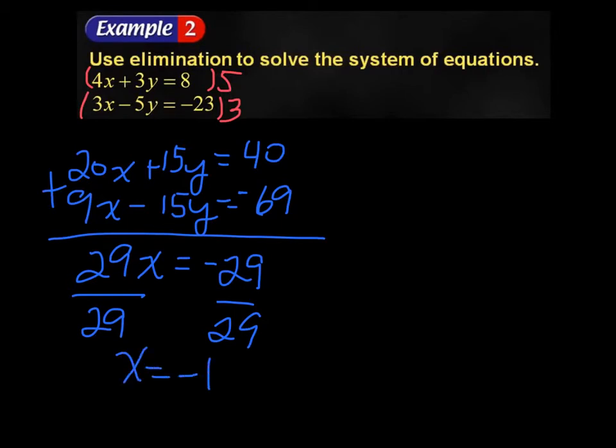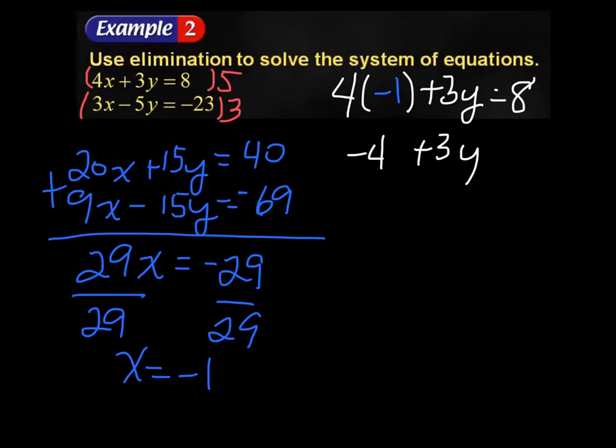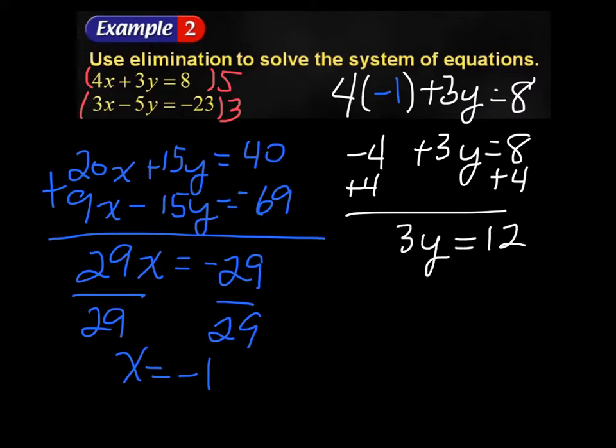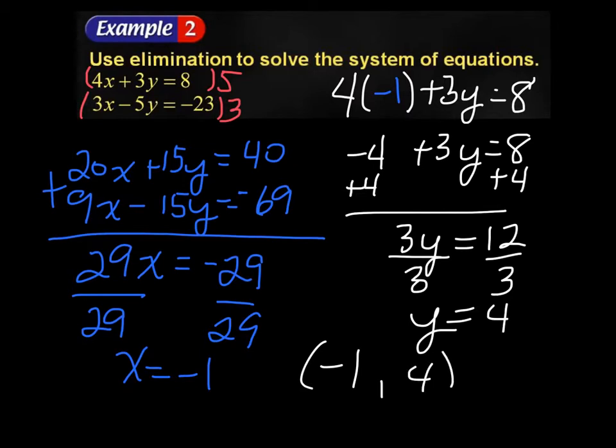And so when I go back to, we may as well just use the first equation. I'm going to replace x with what I found x equals, which is -1. So now I have negative 4 plus 3y equals 8. Add 4 to both sides. And I get 3y equals 12. I like where this is going. So y is 4. So my ordered pair looks like it is negative 1, 4.